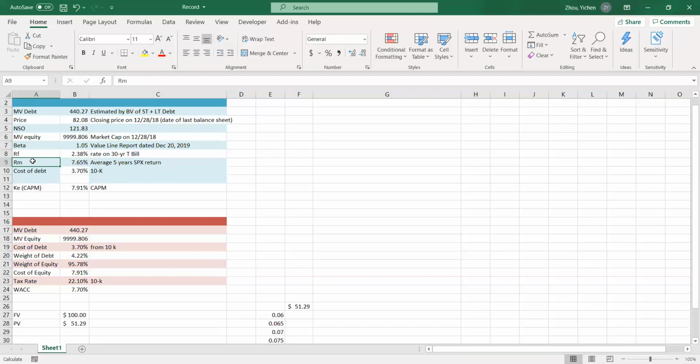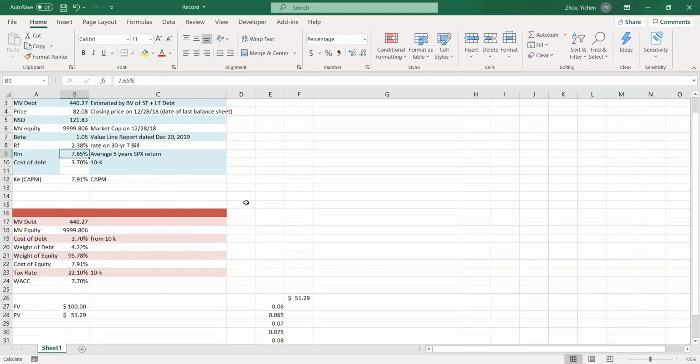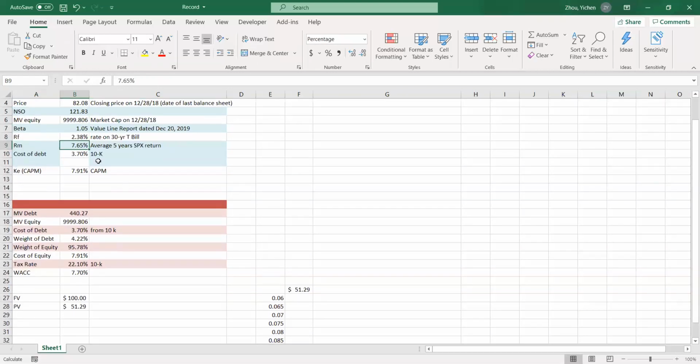And the third input to compute the cost of equity is the market return. In order to find the market return, you could go to the Bloomberg terminal and find the average 5 years of SPX return, which represents the S&P 500. The number will typically vary from 8% to 11%, depending on which time frame you are using. That's also why it's important to run a sensitivity analysis in the end.